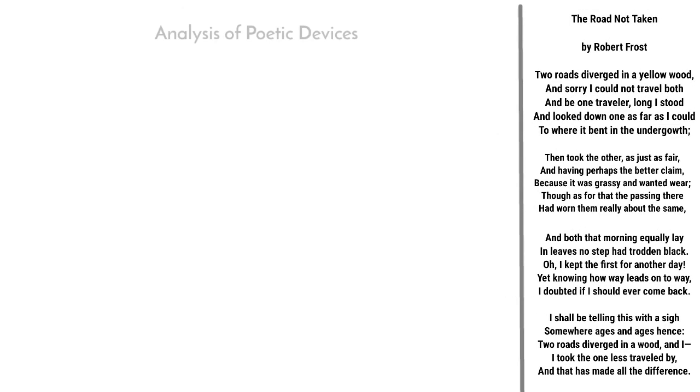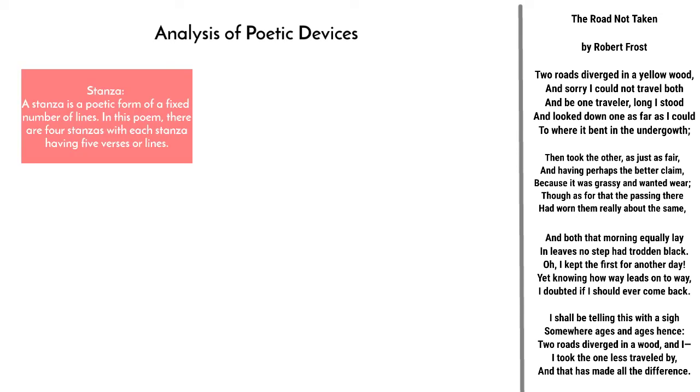Next is analysis of poetic devices. Although most of the poetic devices are part of literary devices, some devices are only used in poems. The analysis of some of the major poetic devices used in this poem is given here. First is stanza. A stanza is a poetic form of a fixed number of lines. In this poem, there are four stanzas with each stanza having 5 verses or lines.